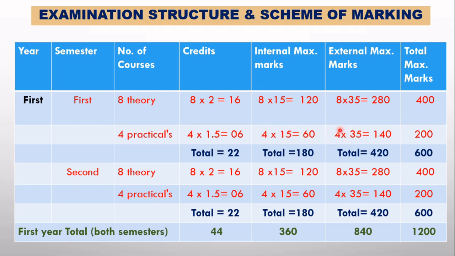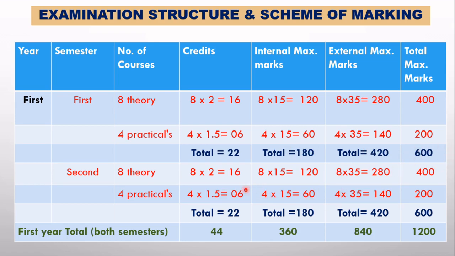Also there are 4 practical papers, and for university examination 35 marks have been allotted. So 4 into 35 becomes 140, and 60 plus 140 becomes 200. So in this way, for the first semester, there are 22 credits, 180 internal marks, and 420 external marks, meaning theory marks. So the first semester is of 600 marks.